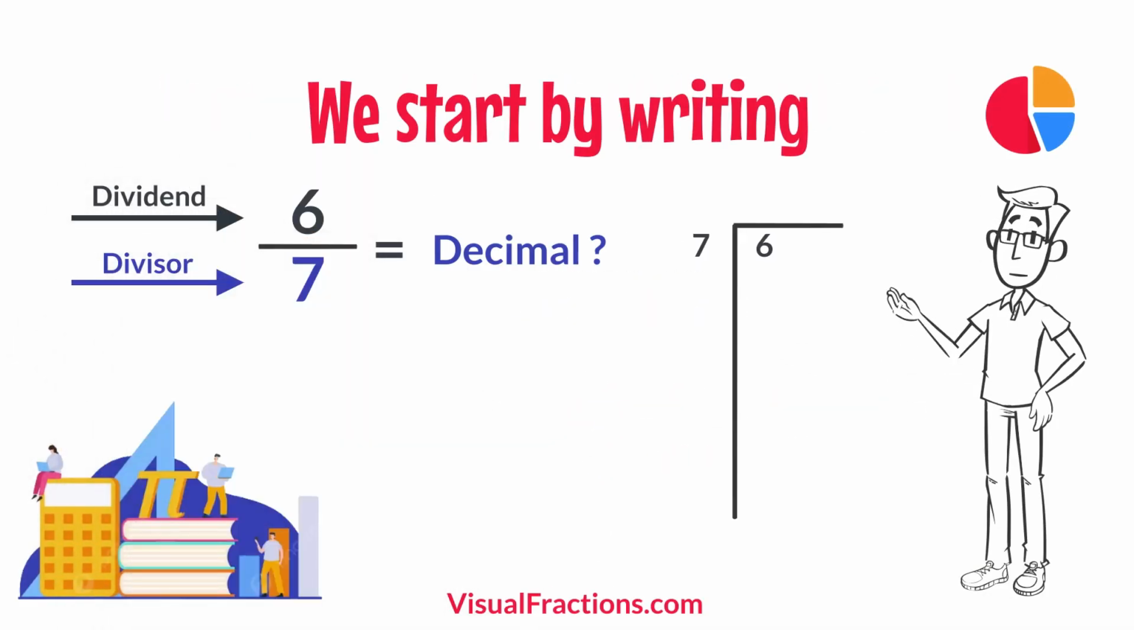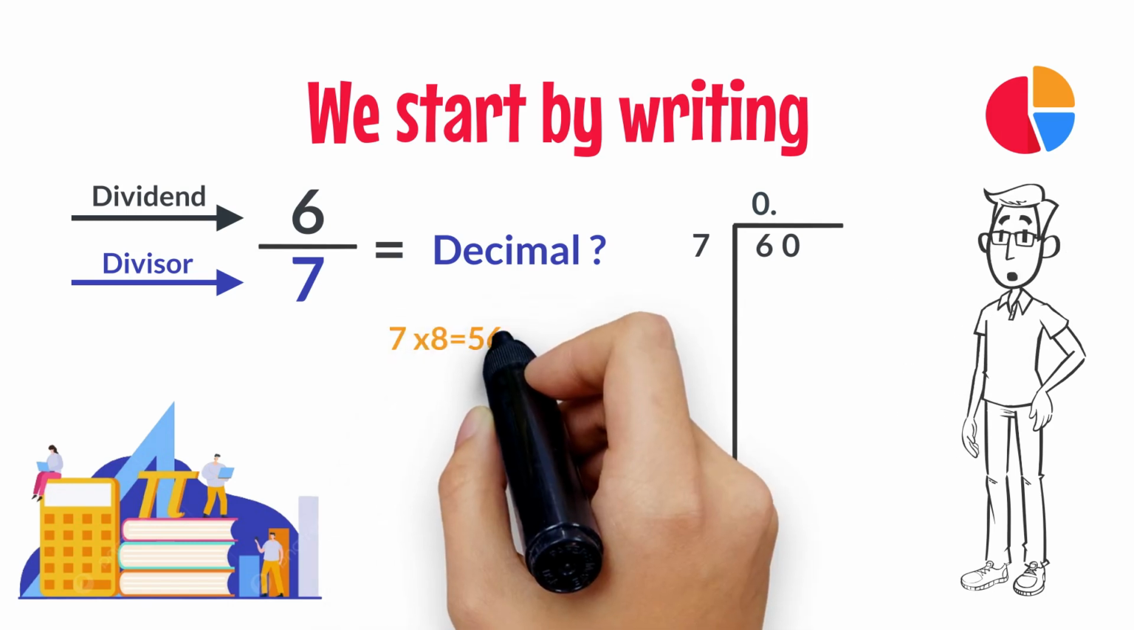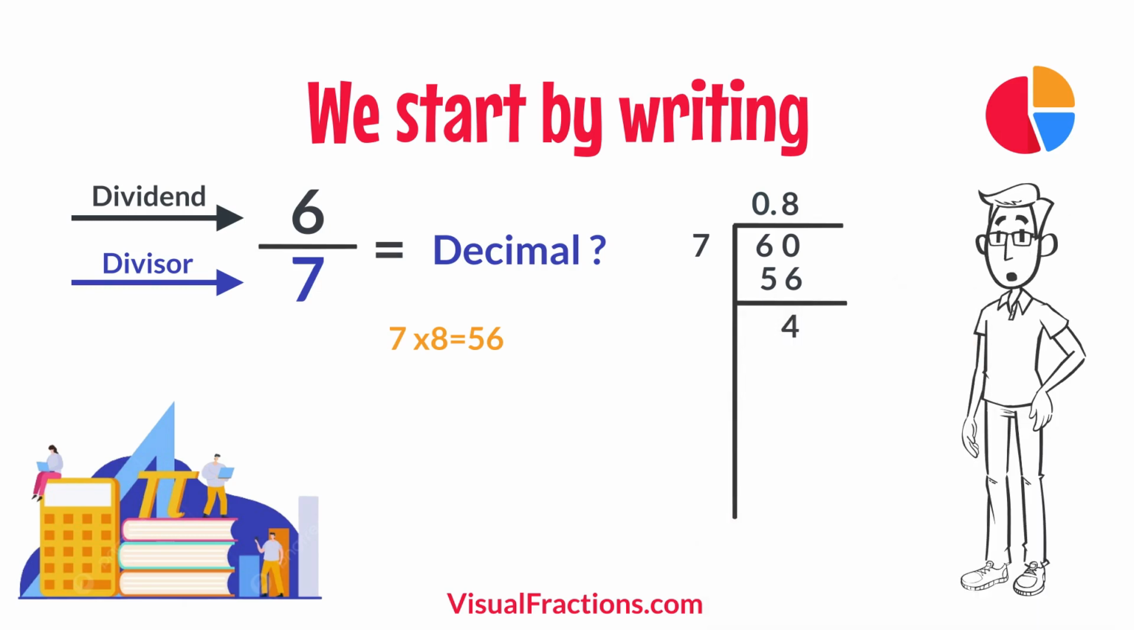To do this by hand using long division, we start by writing 6 as the dividend and 7 as the divisor. Since 7 doesn't fit into 6, we add a decimal point in our answer and append a 0 to 6, making it 60. How many times does 7 go into 60? Exactly 8 times. We write 8 after the decimal point in the quotient. Multiplying 8 by 7 gives us 56. When we subtract 56 from 60, we get a remainder of 4.